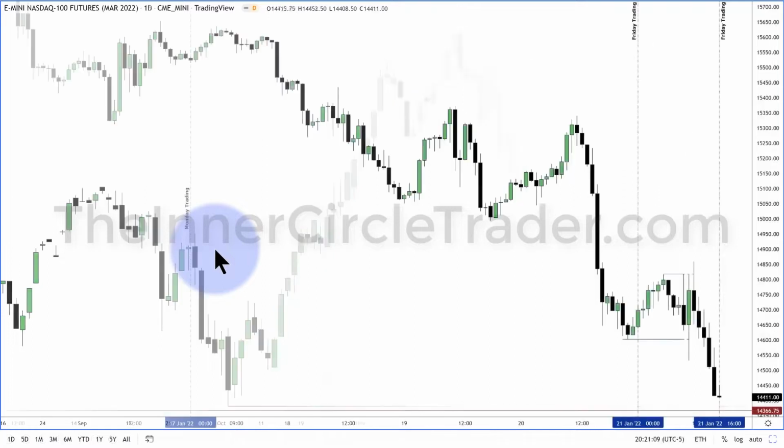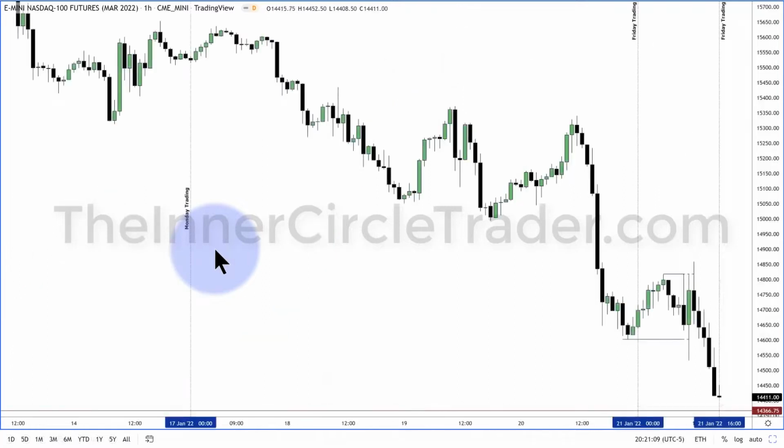And we're going to drop down into the hourly chart. What I have here is a framework for looking at the weekly range on an hourly chart. All I did was begin at midnight New York time on Monday's candle, and then Friday's close, and the beginning of Friday's trading at midnight.